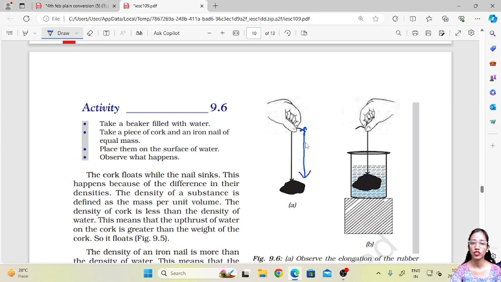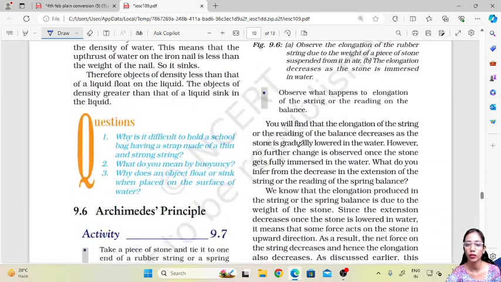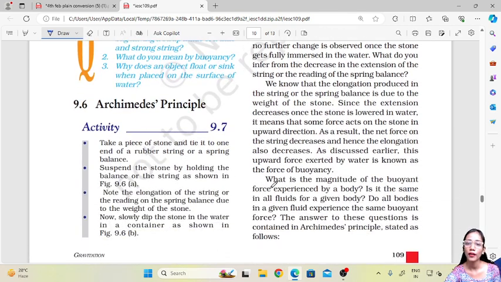We will see a larger elongation, and in the second case, we will see a smaller elongation, once you put it in water. However, no further change is observed once the stone is fully immersed in the water. We know that the elongation produced in the string or the spring balance is due to the weight of the stone in the first case.